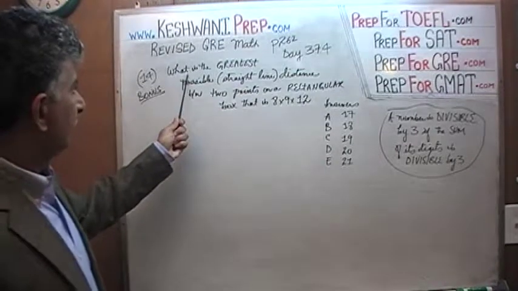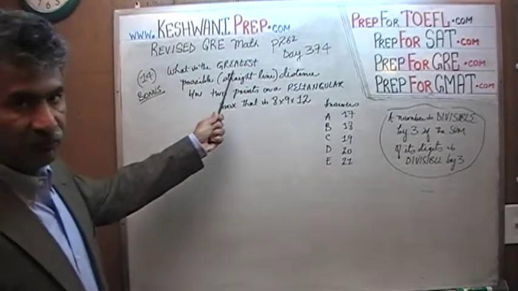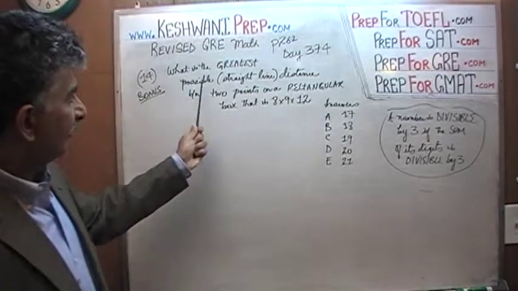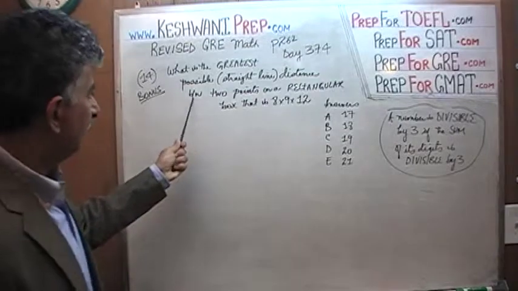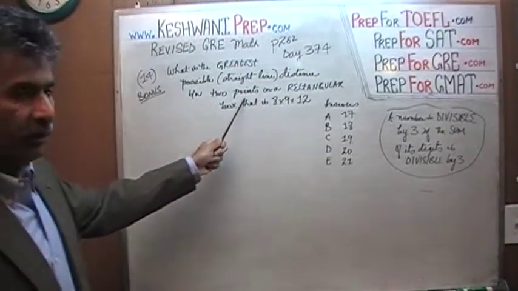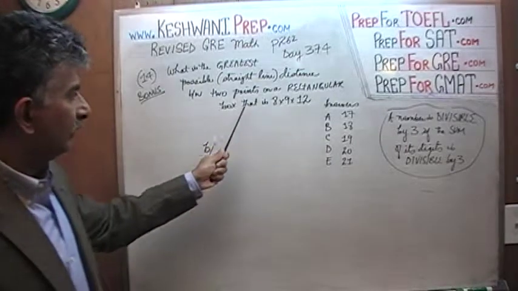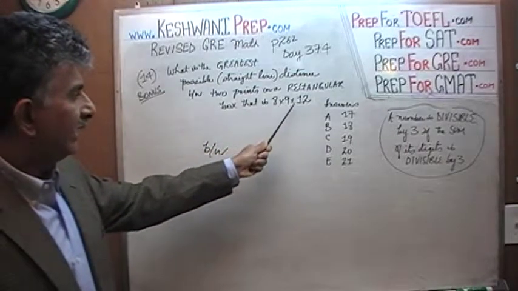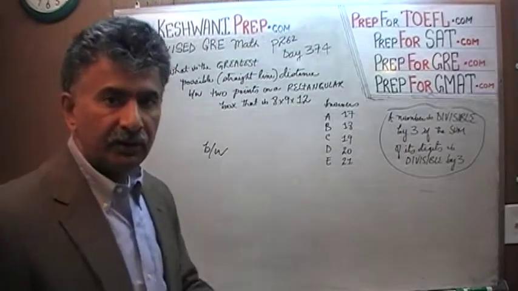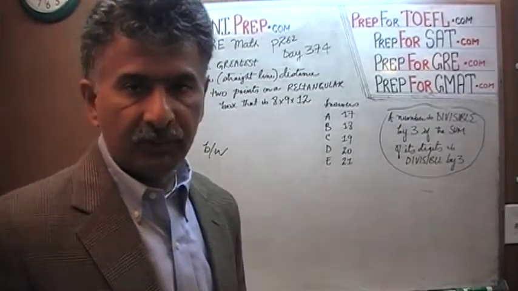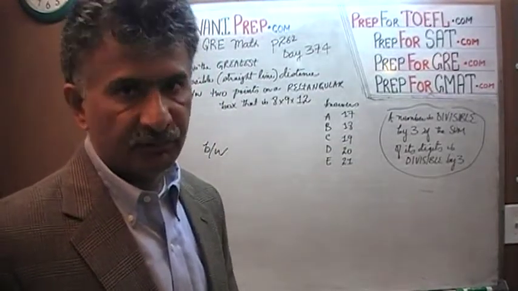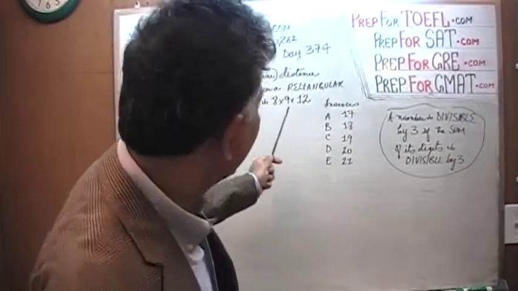Here's the question. It says, what is the greatest possible straight line distance between, this symbol means between, 2 points on a rectangular box that is 8 by 9 by 12. Sometimes it is called rectangular box, sometimes they refer to it as rectangular solid. It doesn't matter what it's called. It's a three-dimensional box here. Dimensions are 8 by 9 by 12.